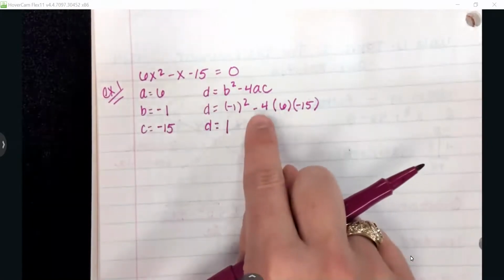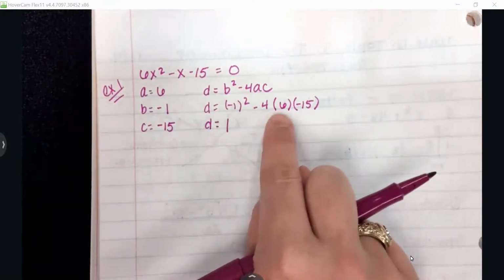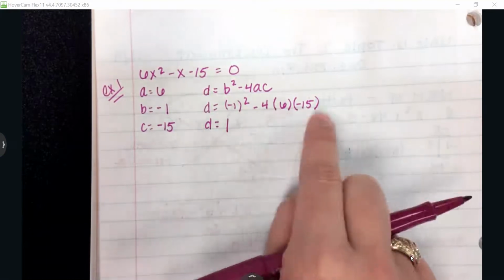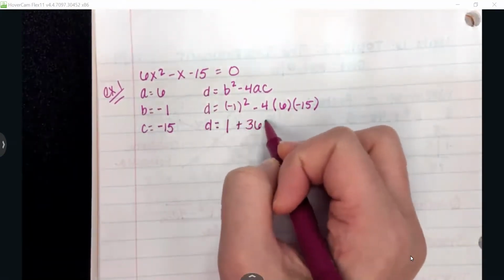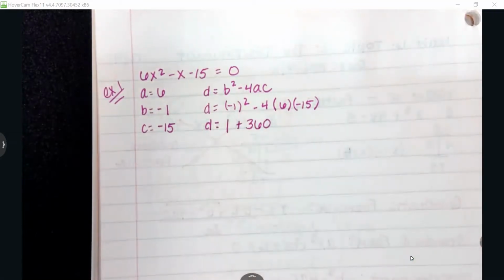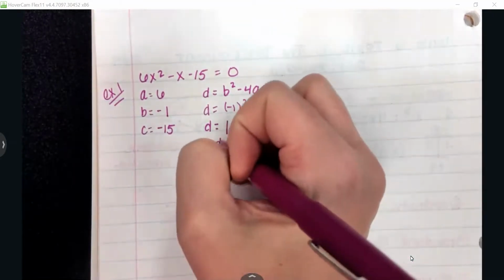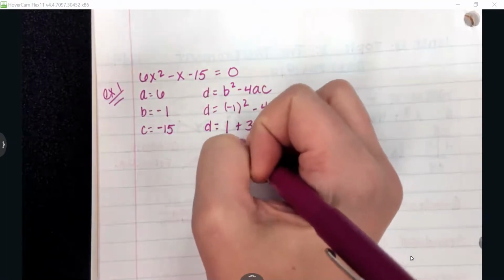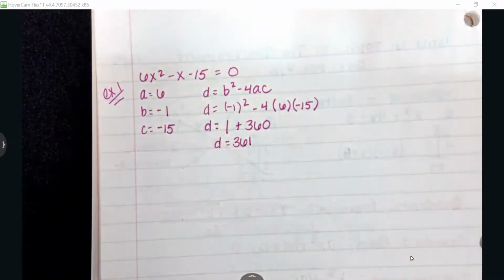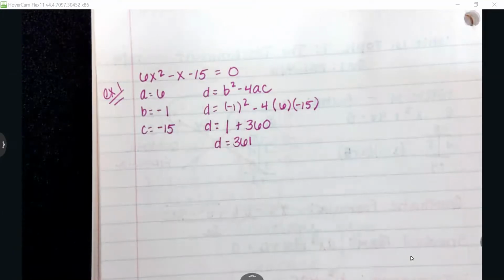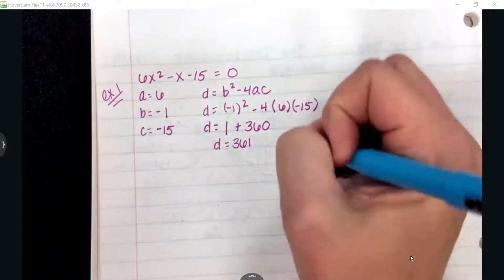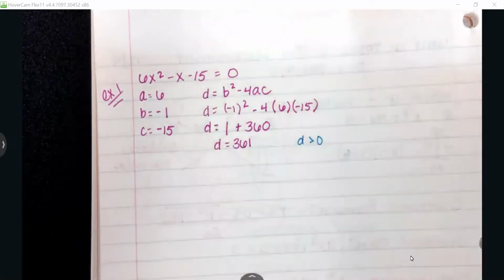What is, I have -4 times 6 is -24. -24 times -15 is a positive 360. So what does my discriminant equal? 361. So you need to know 2 things. Number 1, does that discriminant equal 0, greater than 0, or less than 0? That discriminant is greater than 0.